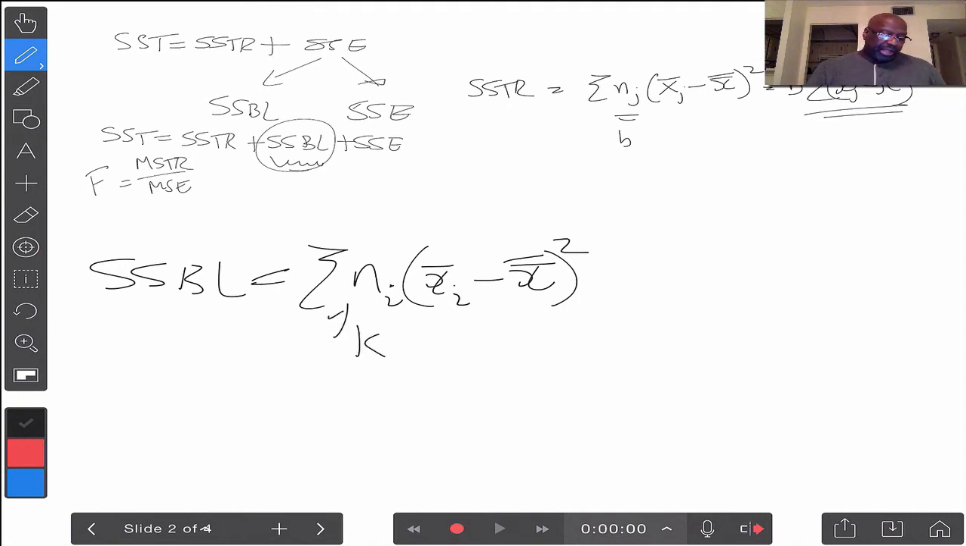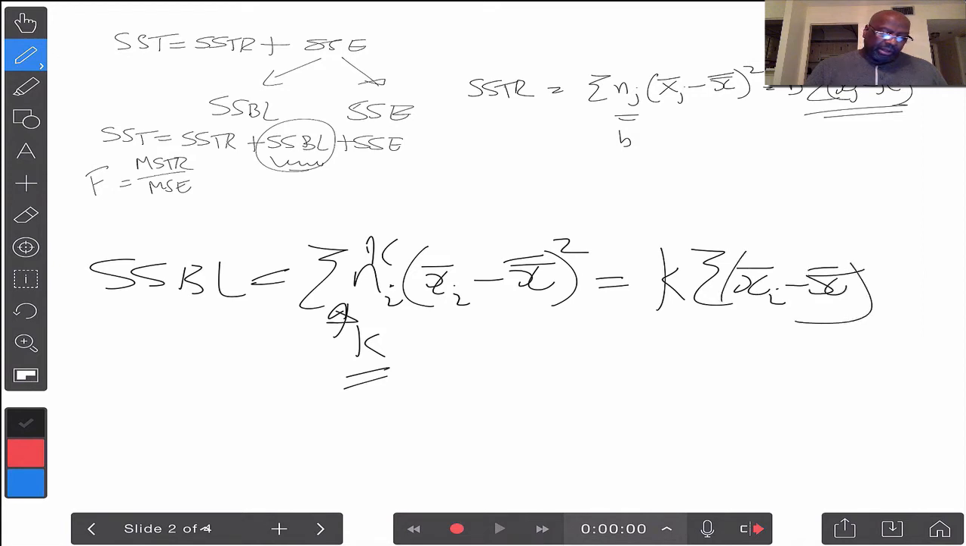So I could replace Ni, which is the size of row I, by K, a constant. Because that's a constant, I could factor it out. If I put it in here, that's okay, but I could factor it out. So I could just put the K on the outside: K times the sum of X bar I minus X double bar squared. And that will give me the sum of squares due to the blocks.